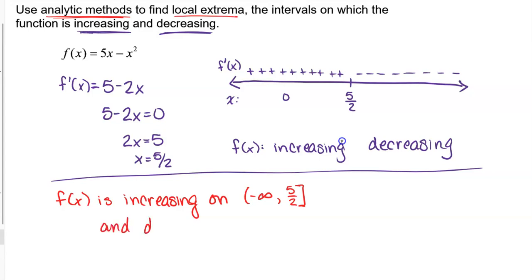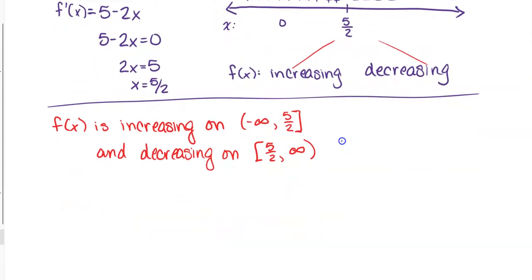And decreasing on the interval from 5/2 to infinity. They also asked us to find local extrema. So if you have a function that's increasing and then decreasing, that critical point right there in the middle is a local maximum. So there's a local max at x equals 5/2.